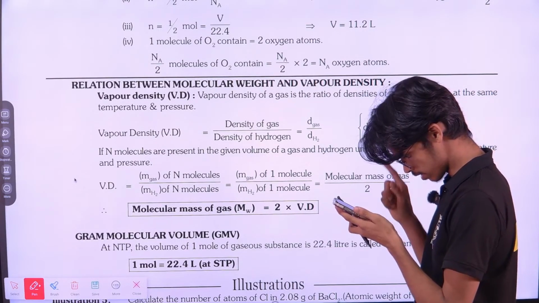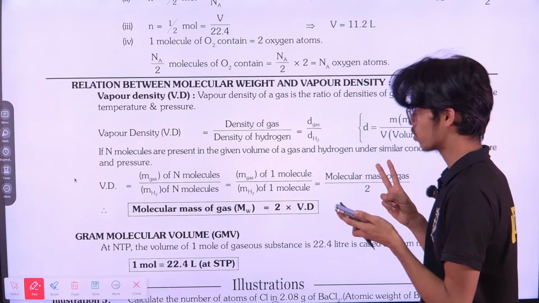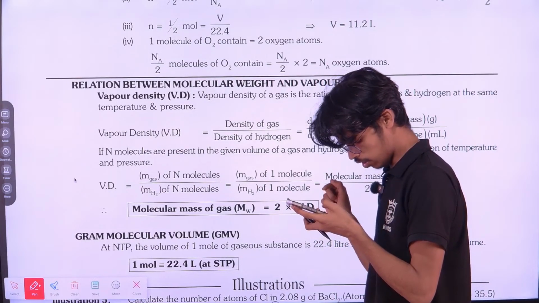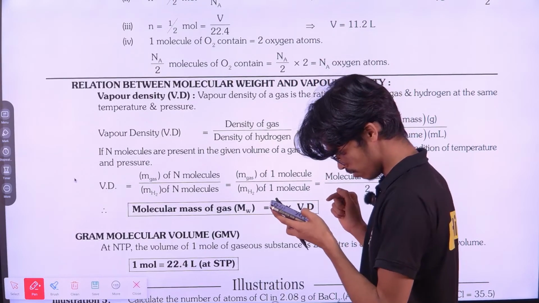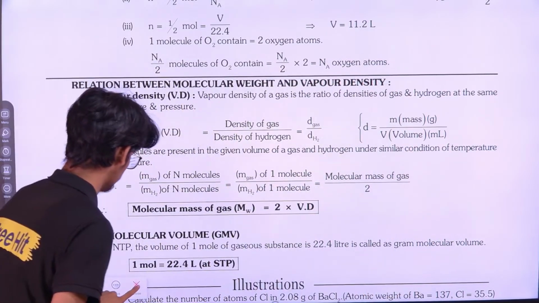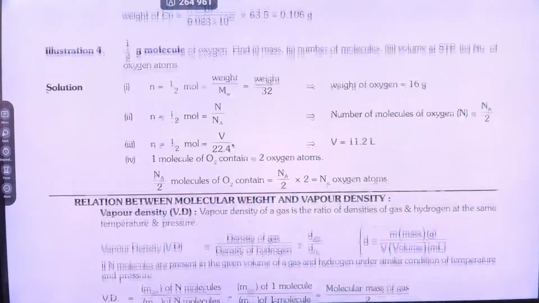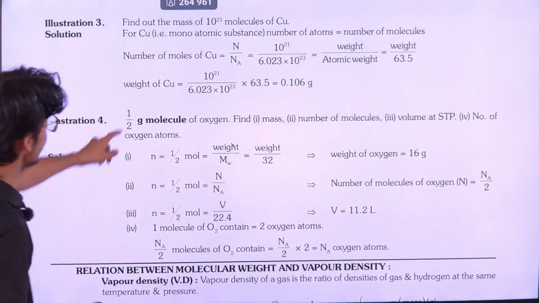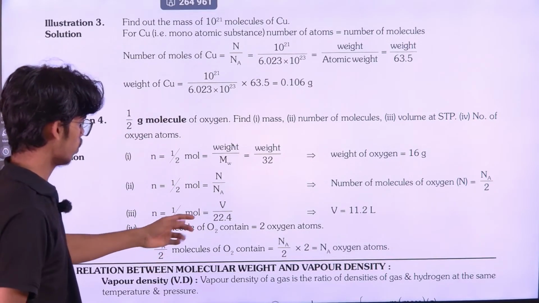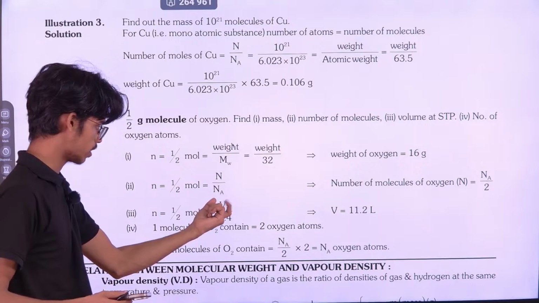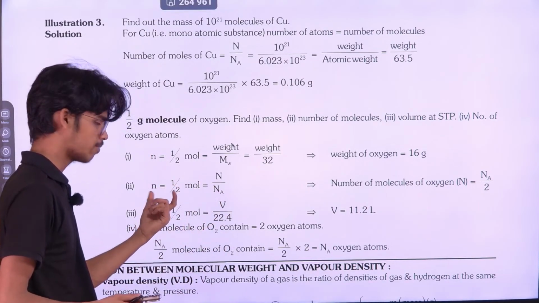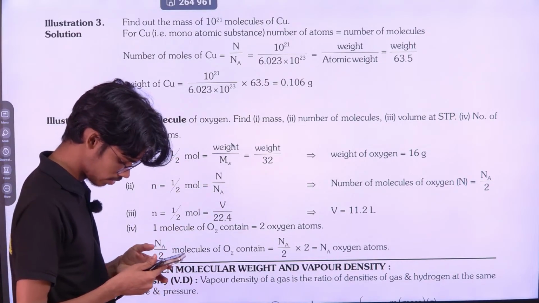Now Priya Jyoti, 16 gram, good. Number of molecules is 2 Na. 2 Na should not be the answer. Na by 2 should be the answer. Volume at STP 4.48. Wait, which question are you guys answering? Everybody is writing 2 Na. This is half gram molecule, okay guys, not 2 gram molecules. So in 1 mole, Na particles, in half mole, half Na particles, got it?